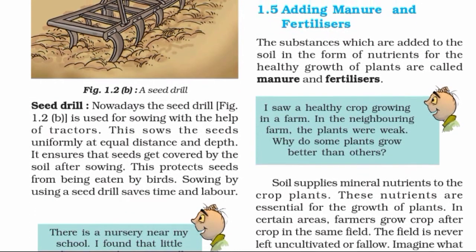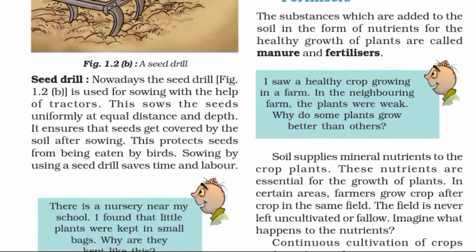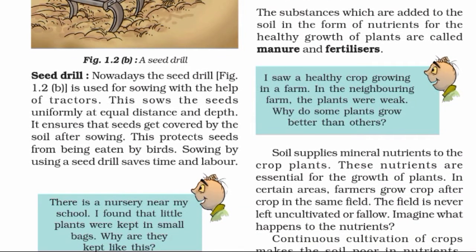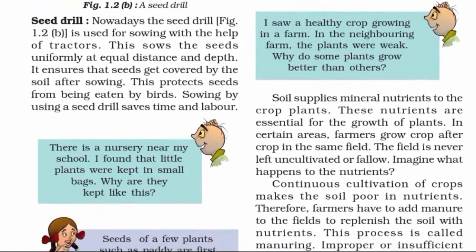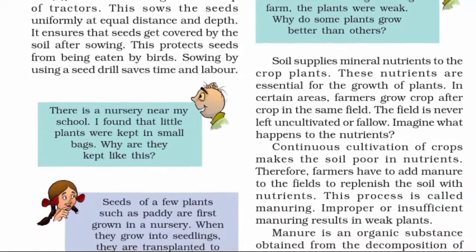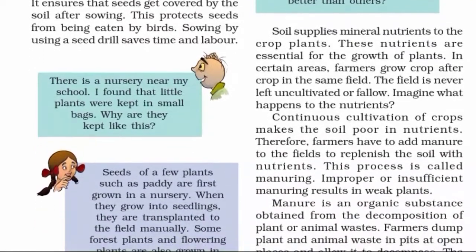Soil supplies mineral nutrients to the crop plants. These nutrients are essential for the growth of plants. In certain areas, farmers grow crop after crop in the same field. The field is never left uncultivated or fallow. Imagine what happens to the nutrients.